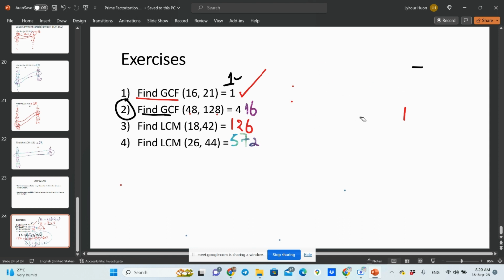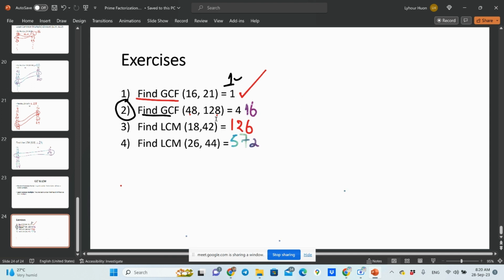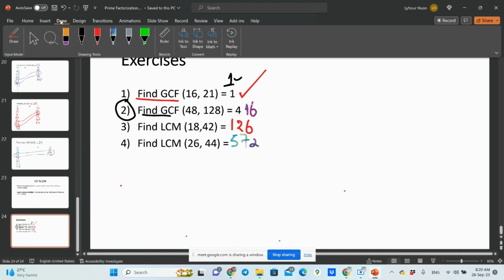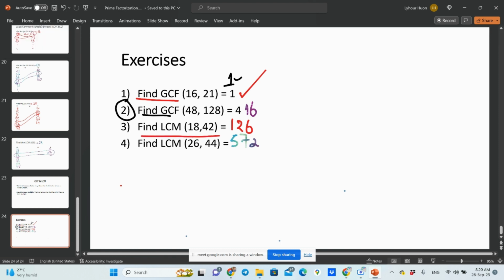It's just the prime factorization on the 128 part that got me confused. 128 is a big number, so when we do the prime factorization, we have a lot of numbers. Okay, now let's do the LCMs.